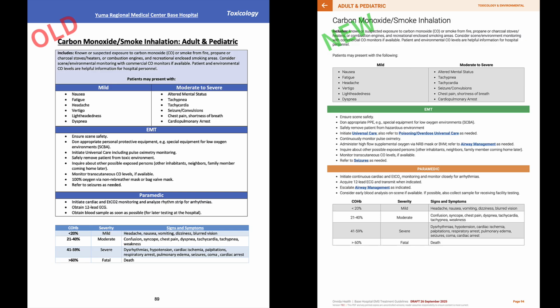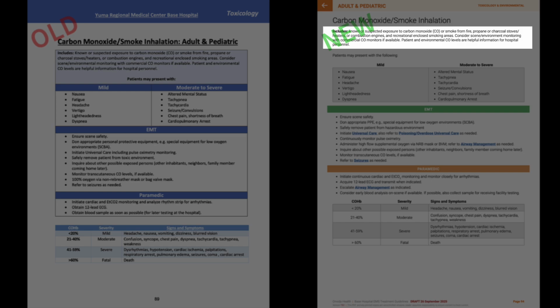There's nothing new to learn here, just a reaffirmation of what's already in practice, updated to all of our new visual formatting. The guideline applies to all suspected or confirmed carbon monoxide exposures, including house fires, propane heaters, combustion engines, and enclosed recreational smoking environments. It encourages the use of scene monitoring tools when available, such as commercial carbon monoxide detectors or transcutaneous CO monitors, since that information can be helpful for the hospital team.